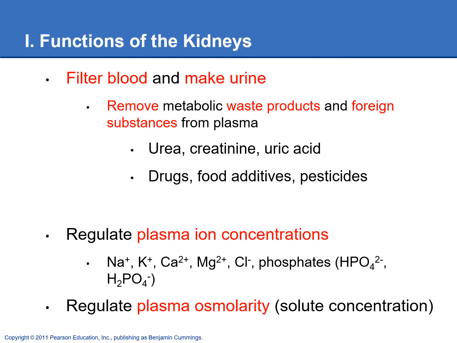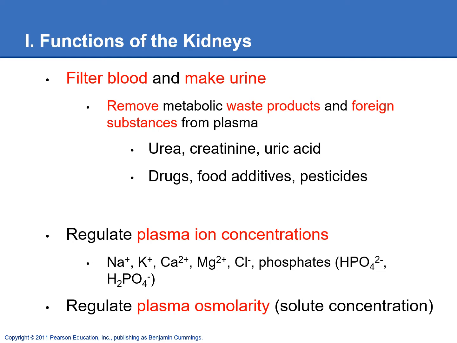So for example, urea, that's a waste product from breaking down proteins. So remember when the amino acid is broken apart and we take that amino group off, that goes to the liver, made into urea, and then the kidneys will excrete that. Creatinine, that one comes from creatine phosphate, which remember that's used to make ATP in skeletal muscle. And uric acid is produced when RNA is broken down.